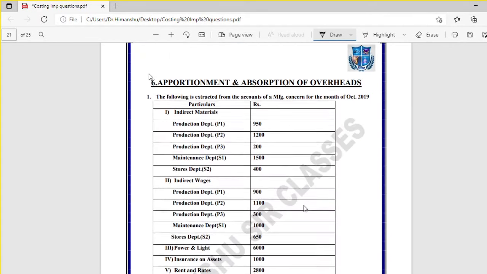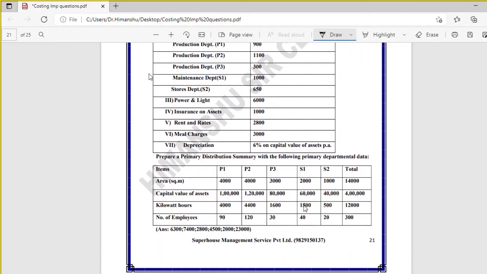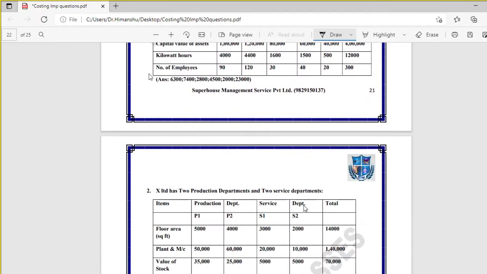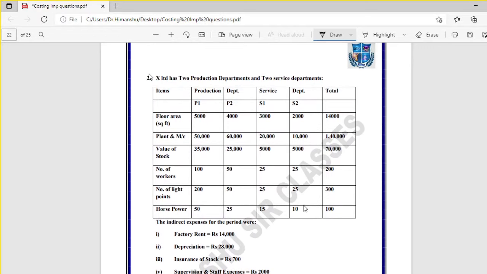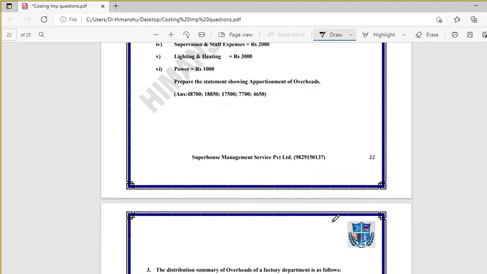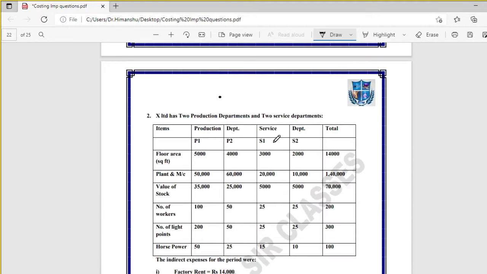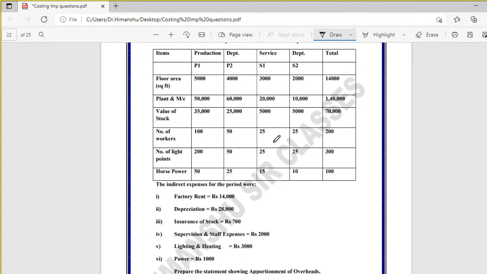Then overheads, that's one of my personal favorites too. Overheads, you will have to prepare a primary distribution sheet. And again, you will have two production departments and two service departments. You have to prepare the statement showing apportionment of overheads. So this is regarding production departments and service departments.